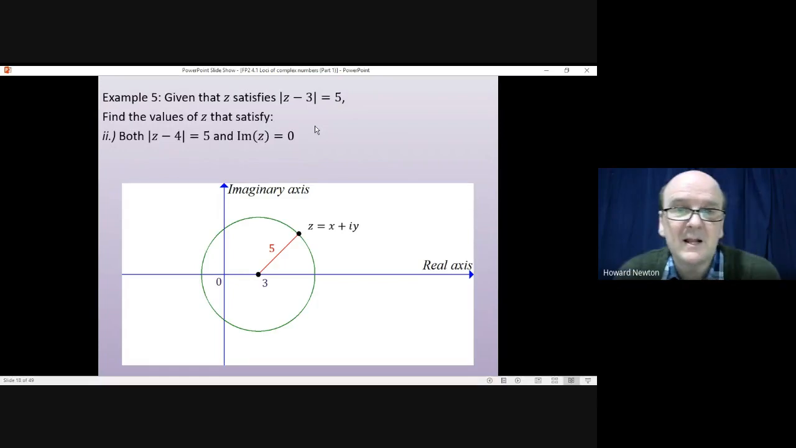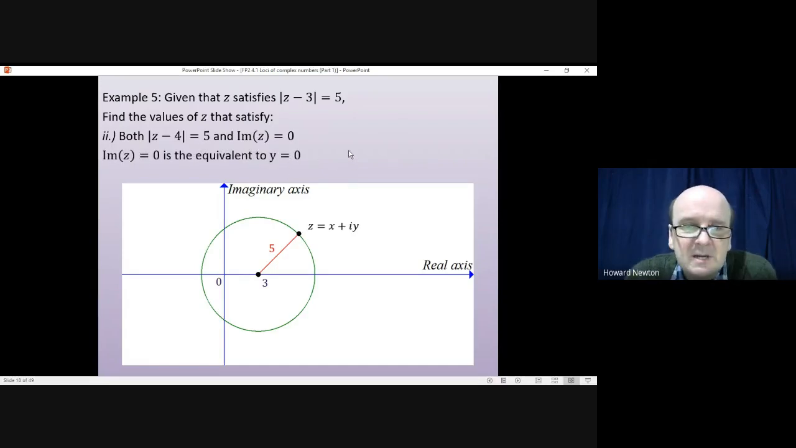Part 2 says find the values of z that satisfy both the modulus of z minus 4 equals 5 and the imaginary part of z equals 0. The first thing is just saying you've got to be somewhere on the circle. The second thing is saying that the imaginary part of z has to equal 0. Now, where does the imaginary part of z equal 0? Well, the imaginary part of z equaling 0 is exactly equivalent to saying y equals 0 with normal Cartesian geometry. The imaginary axis is the y-axis. The real axis is the x-axis. So what we're saying here is the same as asking what happens if y equals 0.